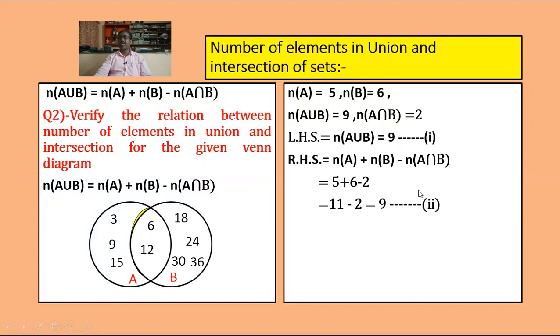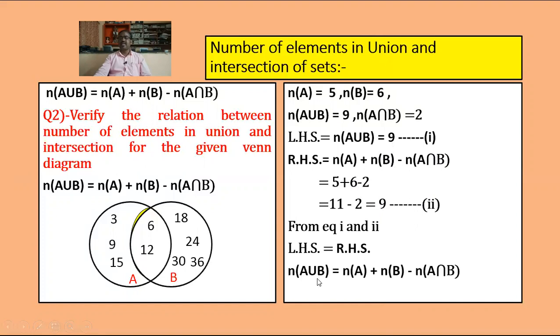From equation 1 and 2, the value is the same, 9, 9. Hence, from equation 1 and 2, LHS side is equal to RHS side. Hence, proof of this property. n(A union B) is equal to n(A) plus n(B) minus n(A intersection B). Hence, it is proved.